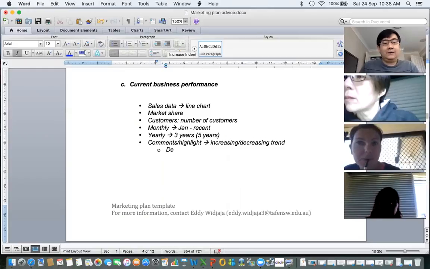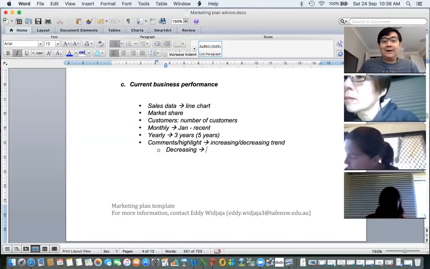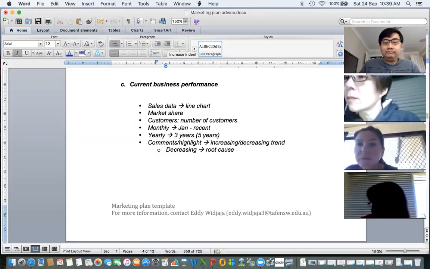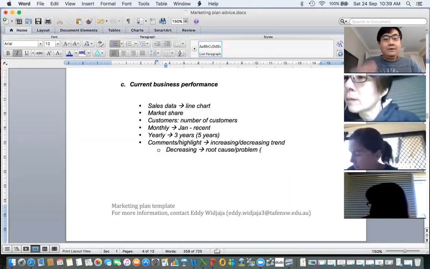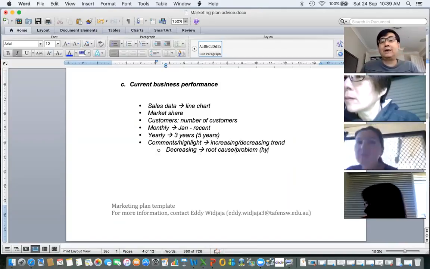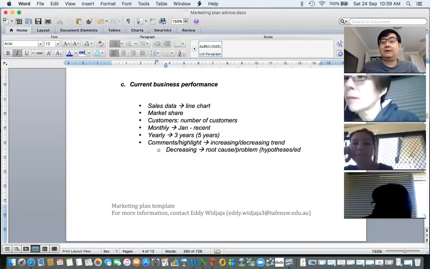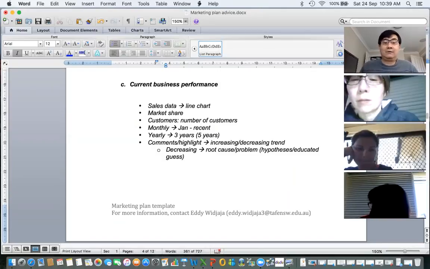If it is decreasing, we try to find out the root cause. What is the major problem here? Or if we don't know, don't get stressed, because we are not doing marketing research. You put your hypothesis or your guess: we think this may be the problem.